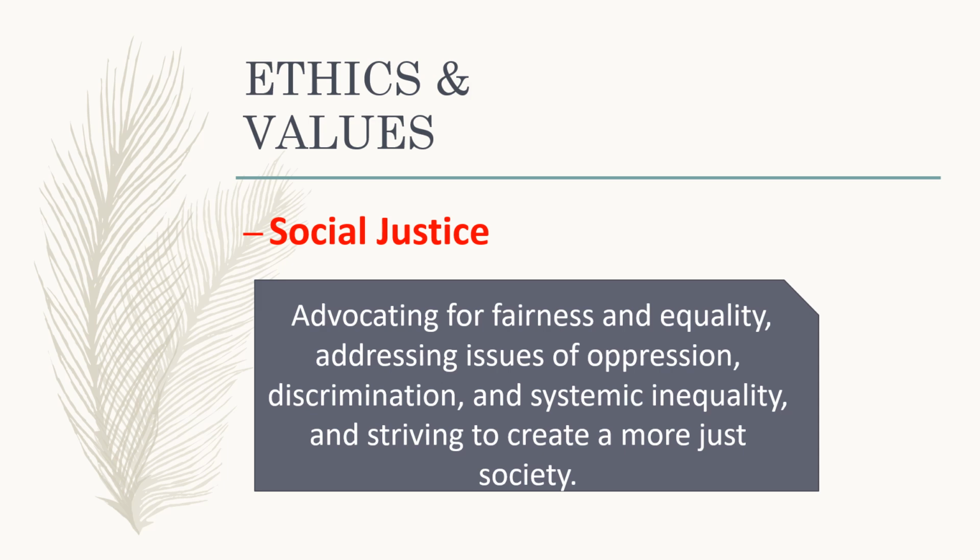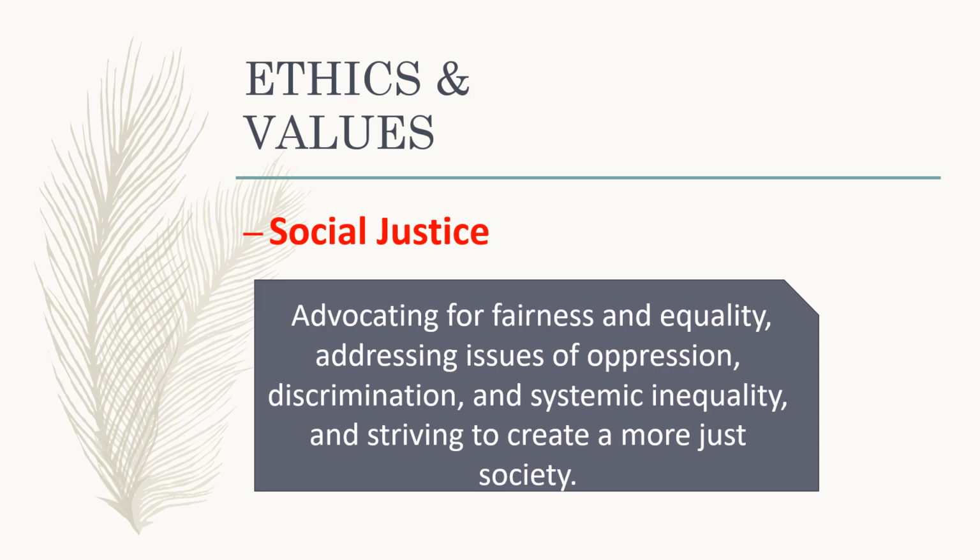So social justice includes advocating for fairness and equality. This is the first point, right? So what is advocating for fairness? Promoting equal treatment and opportunity for all individuals regardless of their background and circumstances. And the second one is addressing oppression and discrimination. So what is that? Identifying and challenging systems and practices that marginalize or discriminate against certain groups.